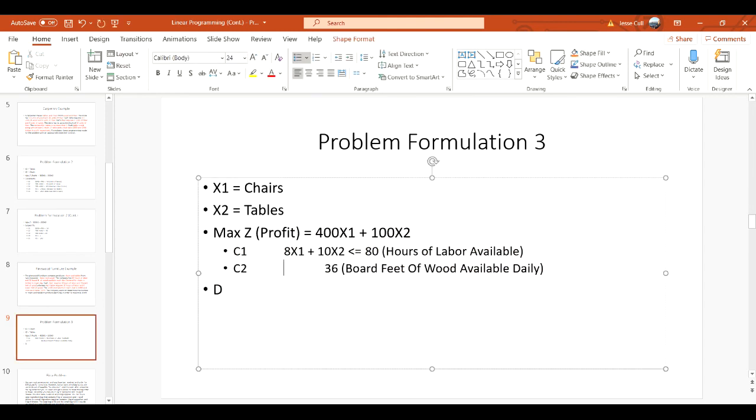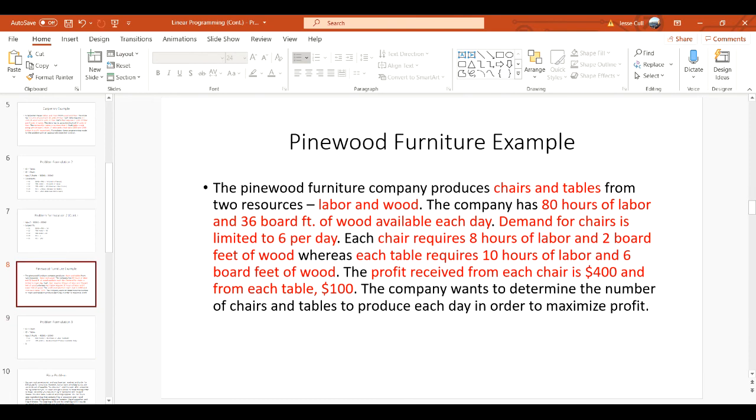So we have 2x1 plus 6x2 is less than or equal to the 36 board feet we have available. This is our second constraint. Now we could have, if we see here, demand for chairs is limited to 6 per day. It does not matter in the order that you write the constraints, as long as all the possible constraints are included. So let's go back and we see the demand for chairs is limited to 6 per day.